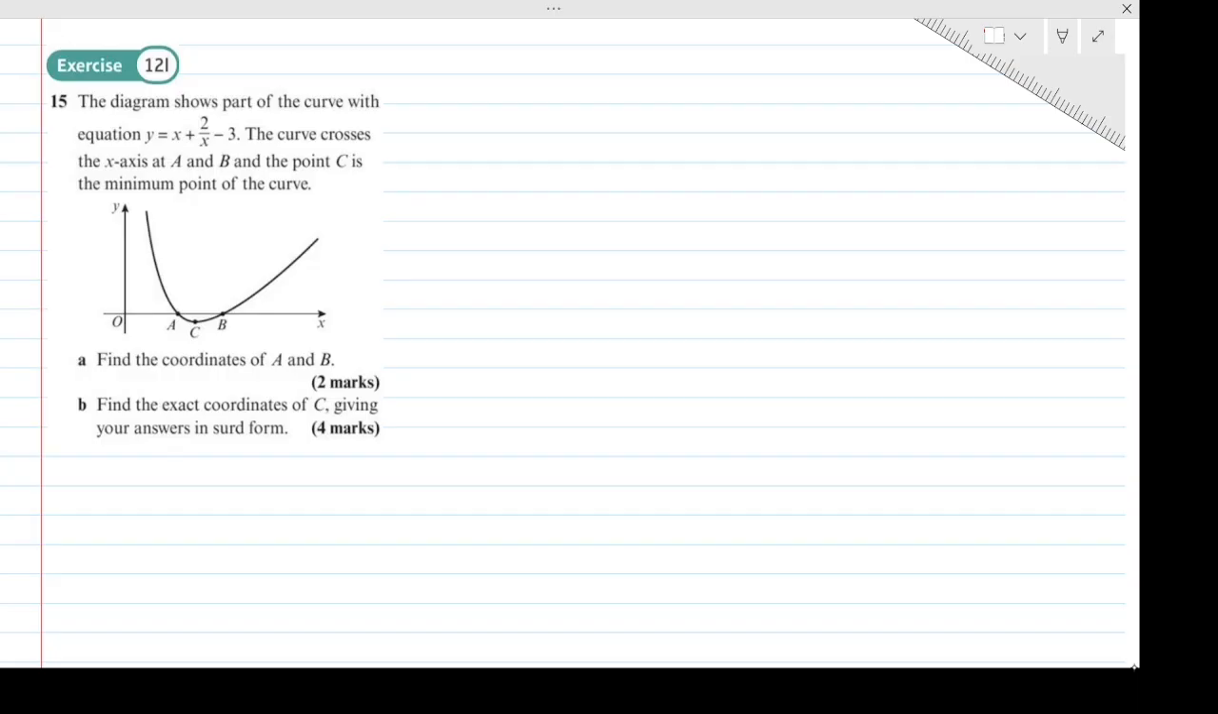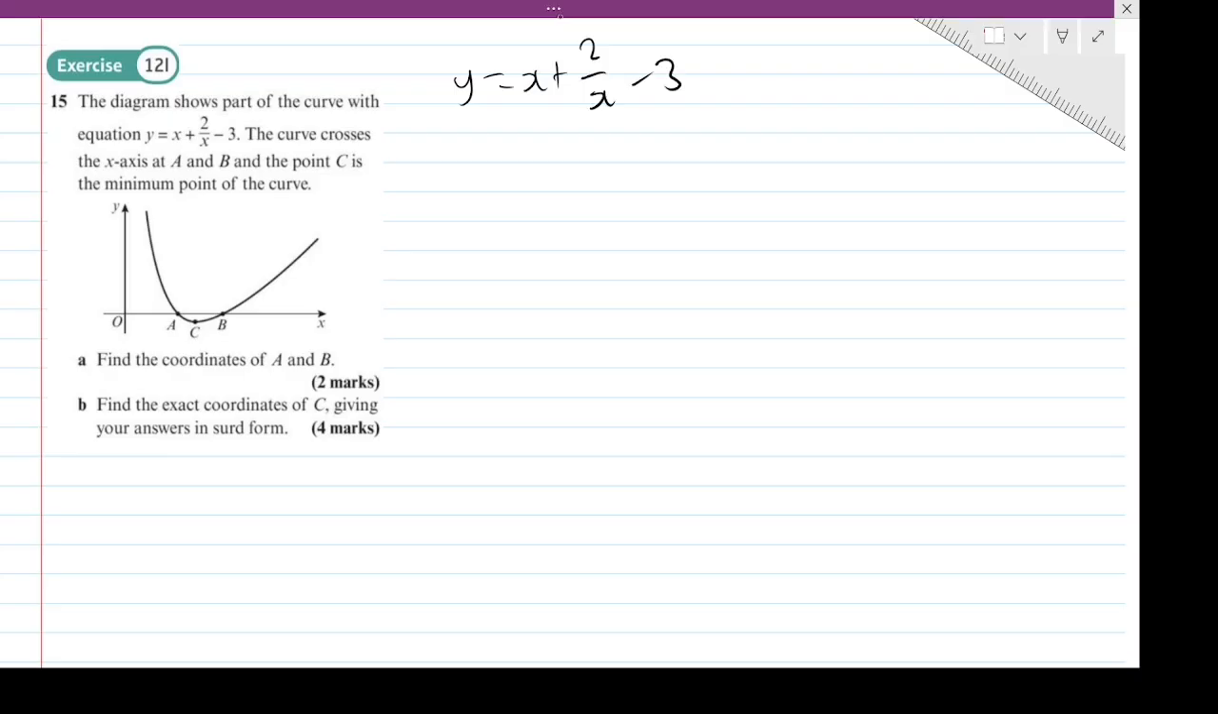Okay, we're going to look at this exercise then, which actually isn't as bad as the other examples. We're told that this curve is y equals x add 2 over x minus 3. We're given a sketch and we need to firstly find the coordinates of A and B. Now notice A and B are just the roots. So the roots are when y is 0, or we just solve it equal to 0. So x add 2 over x minus 3 equals 0.